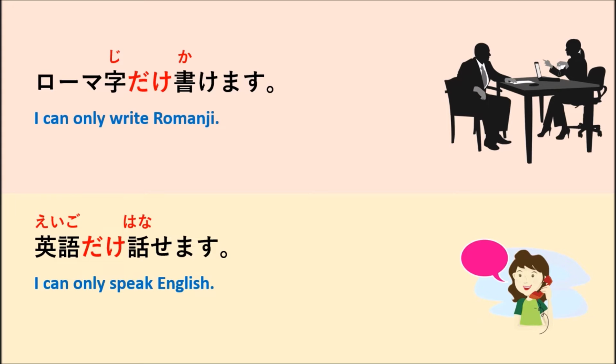For dake, you see that after dake is not the negative form of the verb, but the positive form, or just the normal verb. You see here, they say kakemasu, not kakemasen or kakenai. And in the second sentence, we also have dake hanasemasu. After dake the verb hanasu or hanasemasu is used, not hanasemasen or hanasenai. So this is the difference between dake and shika when you use them.